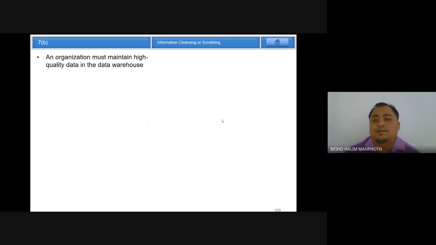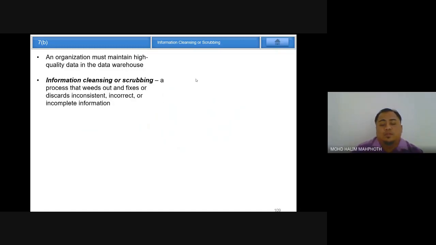Next one, information cleansing or scrubbing. What is actually information cleansing and scrubbing? It is how you try to clean up your data, because we have to clean up our data for maintenance purposes, to maintain high quality of data in our data warehouse. This process, information cleansing and scrubbing, is a process that weeds out, fixes, or discards inconsistent, incorrect, or incomplete information, because we want our data up to date.